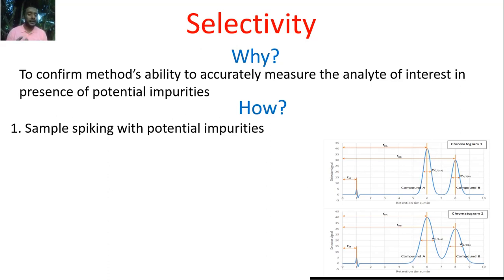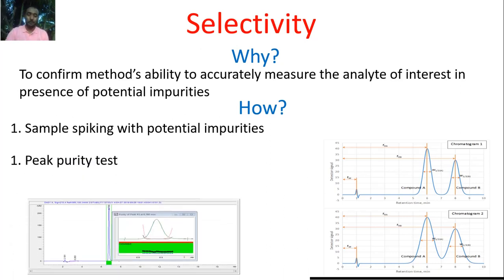Then there is a much simpler way to assess the selectivity and specificity of your method, which is the peak purity test. All HPLC machines have software that can assess your peak. It tells you whether it belongs to only one compound, meaning it is specific, or whether there is a coelution of different compounds in the same peak.